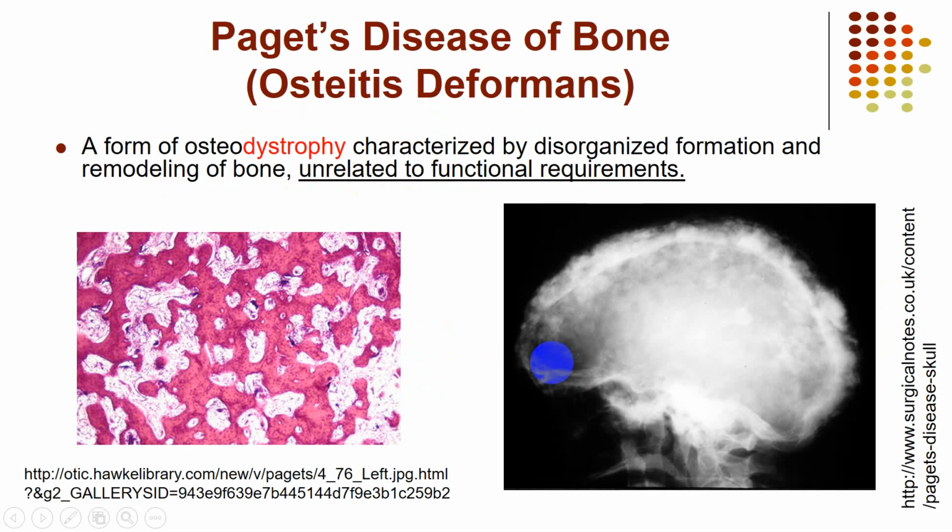Paget disease of bone, also known as osteitis deformans, is a form of osteodystrophy, meaning there is disorganization of the bone. The disorganization is in bone formation and bone resorption. They do not follow the normal remodeling process, when the body responds by resorption or deposition according to the demand. Here there is no response to demand. It is unrelated to the functional requirements. That's why we will end up having osteodystrophy and disorganized bone structure.